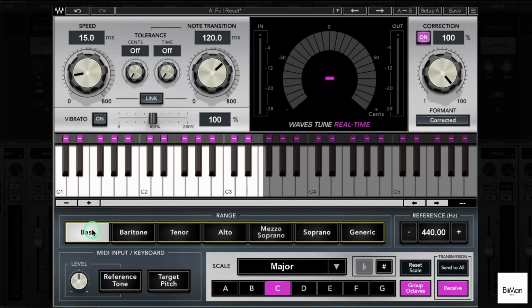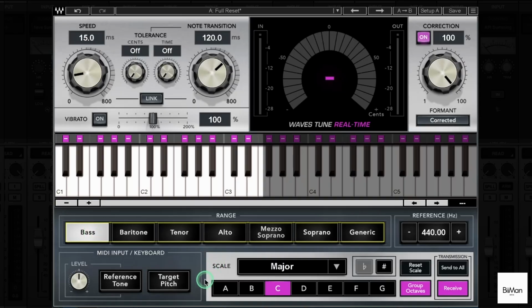As you can see, guys, this particular vocal lives somewhere here in the bass. Now what this does is it limits the detection algorithm in the plugin. So our plugin focuses only on the range of the vocal, which in this case is the bass, and ignores everything else happening outside this range.